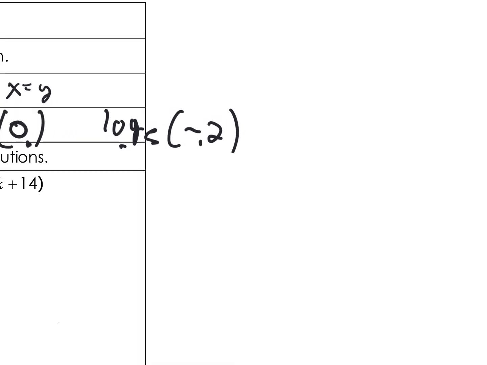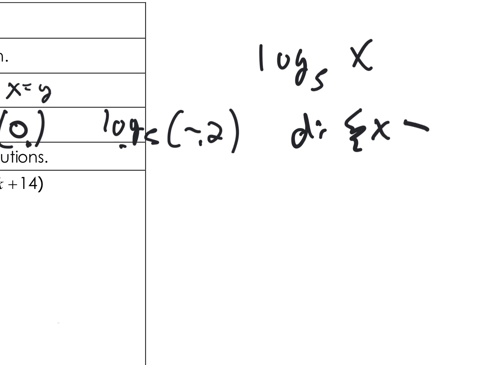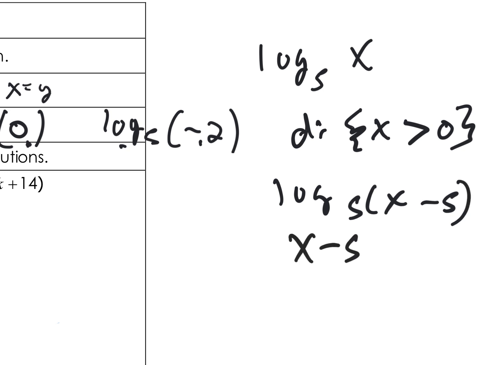As you recall, the domain of log, x always had to be, if this was just log base 5 of x, then x had to be greater than 0. But if it was log base 5 of x minus 5, then we know that x minus 5 has to be greater than 0. So in this case, x would have to be greater than 5. So any answer that was less than or equal to 5 would be extraneous, if this was the situation that we had. All right, it makes more sense once you see it in action.